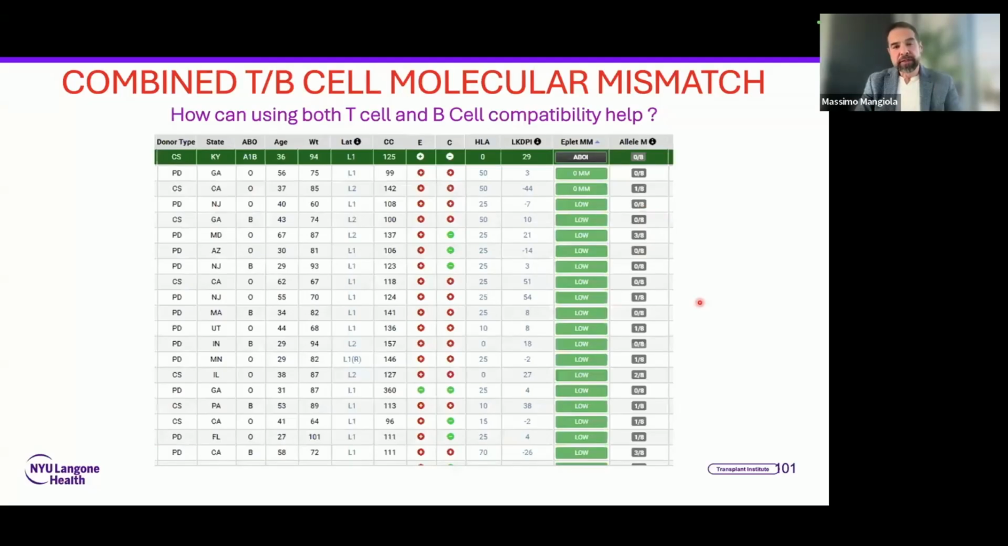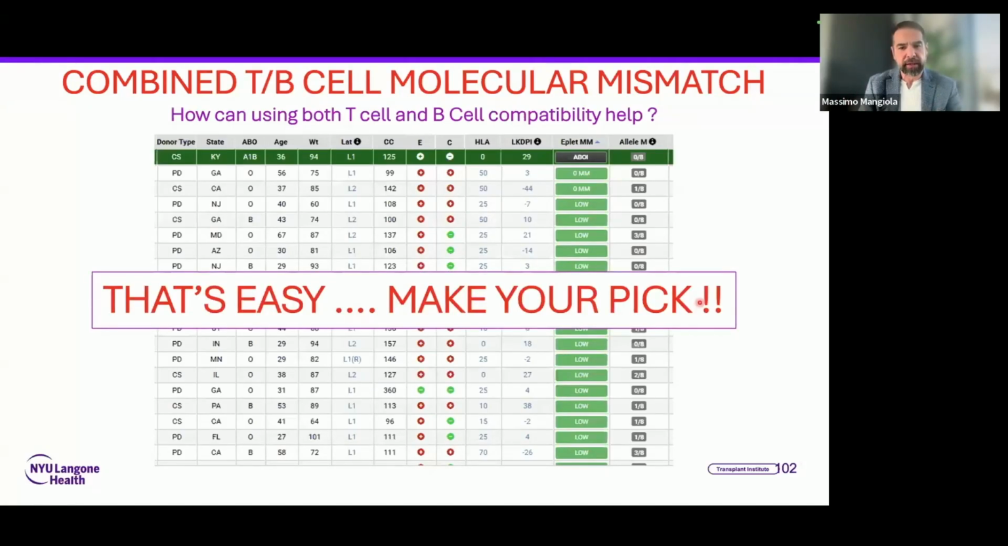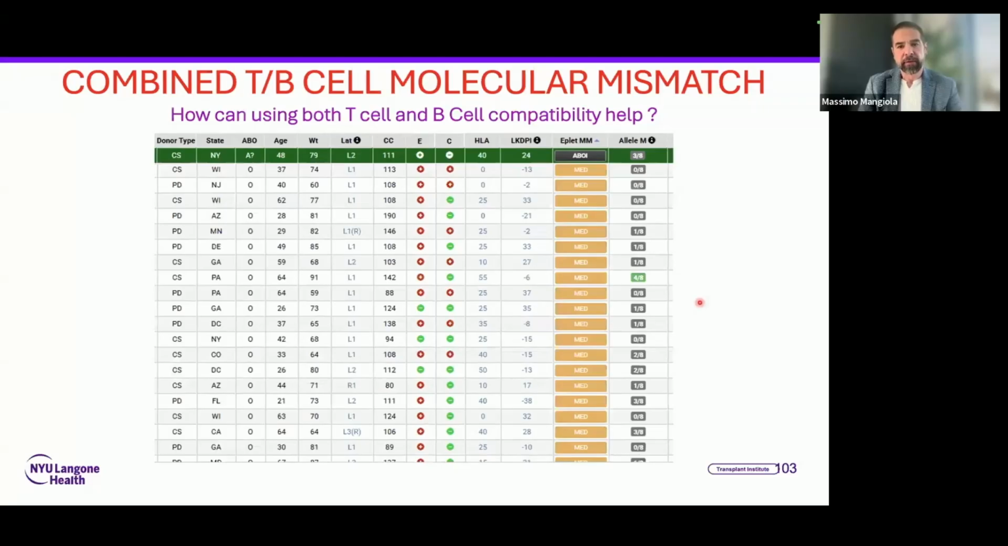And suppose that your patient has this screen, right? It has these numbers of low and zero eplet mismatch. That's easy. Make your pick. I mean, you have plenty to choose from. The medical team is probably going to choose the best, the cream of the crop right here. No problems. But if your patient has this screen in NKR where there are no zeros, there are no lows, and there is only moderate or high, the way we are still matching this patient is the good old style. Close your eyes, pick one.